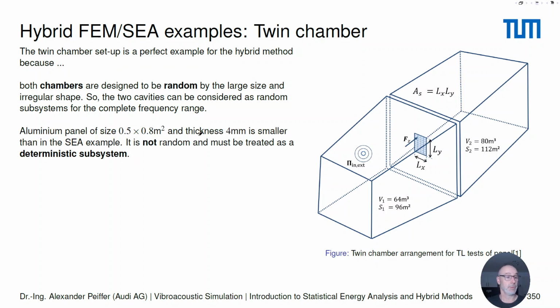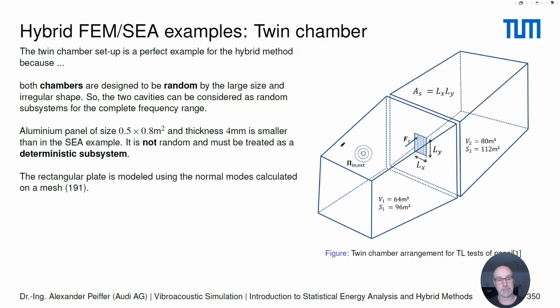In the middle, we have an aluminum panel of size 0.5 meter by 0.8 meter, and that means it is a deterministic thing because it has a thickness of 4 millimeters, so it's somehow stiff. In most of the frequency range, it is a deterministic subsystem. This plate is modeled using a modal approach, which makes sense because a low-frequency deterministic system means there are not that many modes, and I will later explain how this is done within Python.